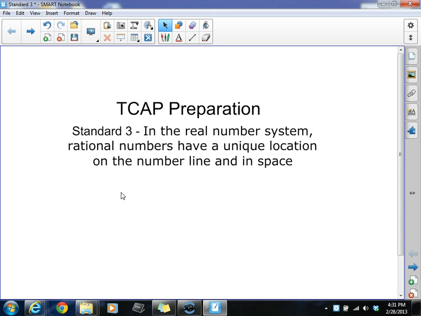So standard 3 says, in the real number system, rational numbers have a unique location on the number line in space. Now the key words there are number line. That's what we're talking about. We're talking about a number line. Now with a number line, you can have positive and negative numbers, and that's what we'll be introducing.